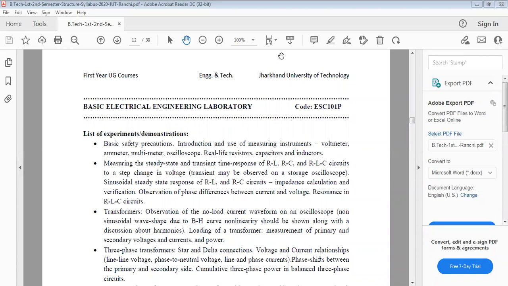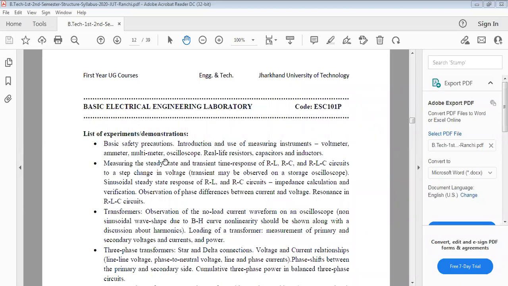Okay, so from today onwards, we are going to start our Basic Electrical Engineering Laboratory, and the subject code is ESC 101P. Today we will just be introduced to our syllabus so that we have a brief idea of what we have to learn in this semester. I think my computer screen is visible to all of you. On my screen, you can see your first semester Basic Electrical Engineering Laboratory syllabus, JUT ESC 101P.